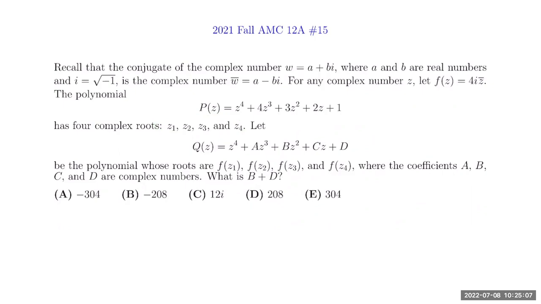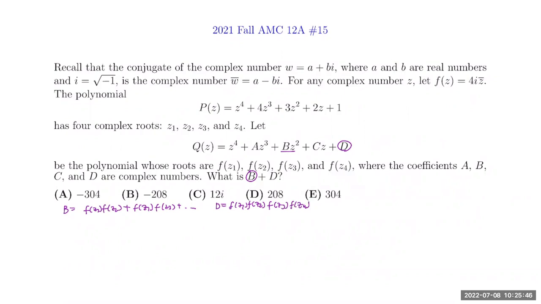So first off, let's do some backtracking. We want to find b plus d. We know that by Vieta's formula, b is equal to the pairwise sum of these roots. So b equals f of z sub 1 times f of z sub 2, plus f of z sub 1 times f of z sub 3, plus etc. D is going to equal the product of all these roots: f of z sub 1 times f of z sub 2 times f of z sub 3 times f of z sub 4. So how do we find these?